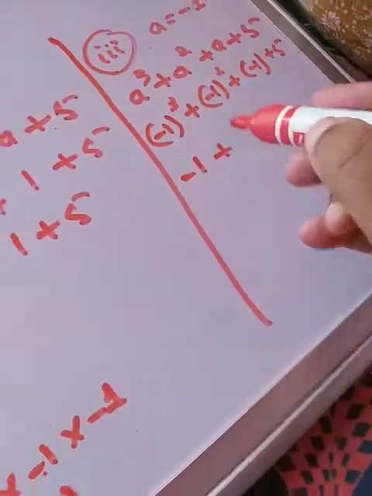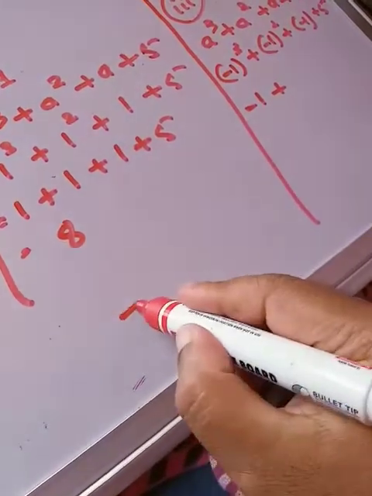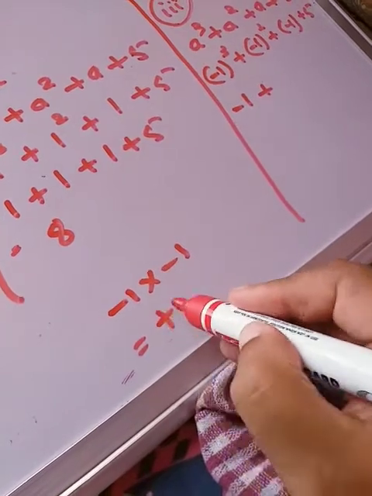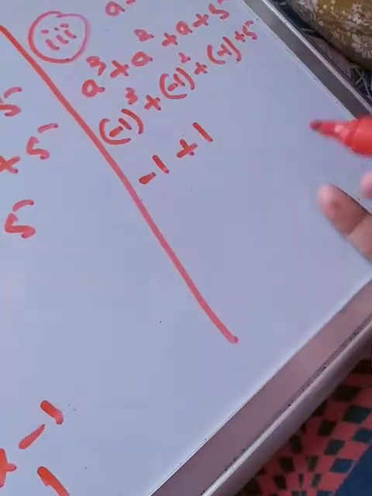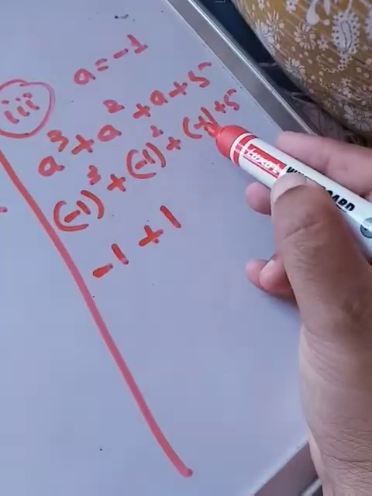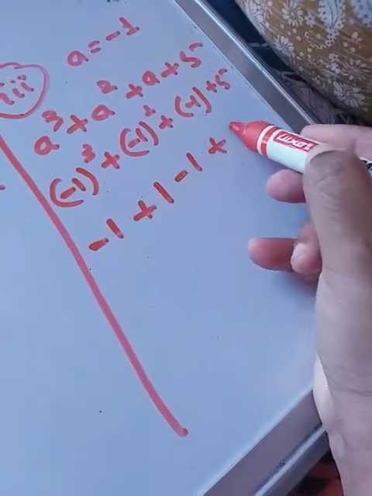So let's check this one. If you multiply minus 1 two times, what will happen? Minus 1 into minus 1. So minus minus is what? Plus. 1 into 1 is what? 1. So plus 1 is the answer. Now this one is carrying only minus, as plus minus is minus 1, plus 5.